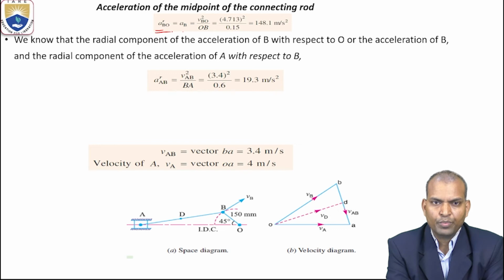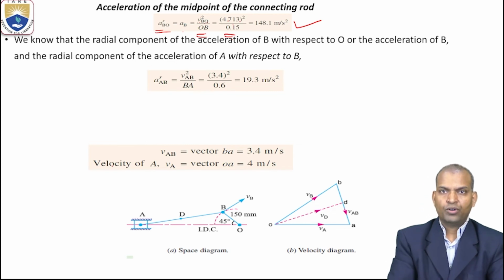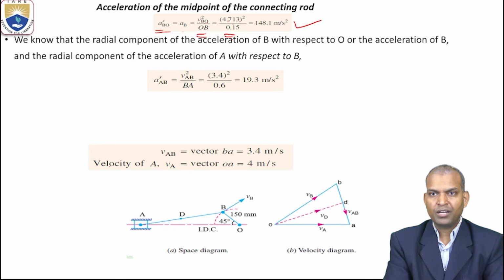A_RBO, that means the radial component of acceleration, equal to V square by R. What is that? V, the velocity of BO, square by OB. Substituting, the velocity of BO is 4.713, square by 0.15. That is 148.1 meter per second square. Now, the next step: the radial component of link AB.